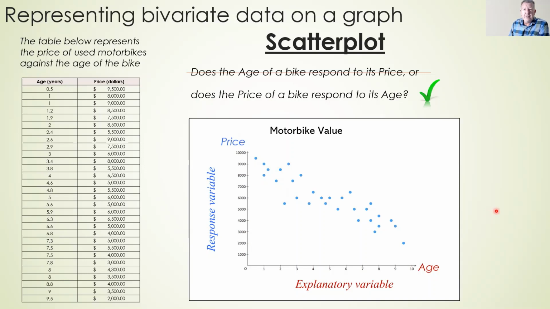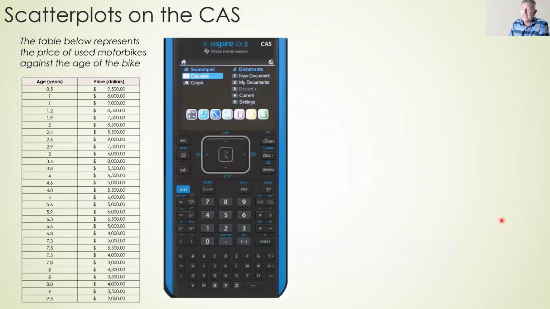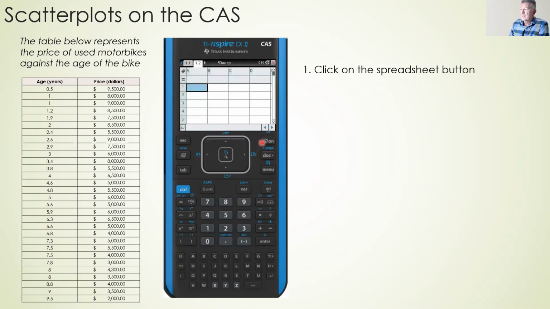Let's have a look at the easier way to do it on your CAS. So same data. We're going to follow the steps on how to put it in. First thing we're going to do is we're going to need the data in a spreadsheet. So where's our spreadsheet button? There it is. So click on your spreadsheet button and it comes up, would you believe it, with a spreadsheet.